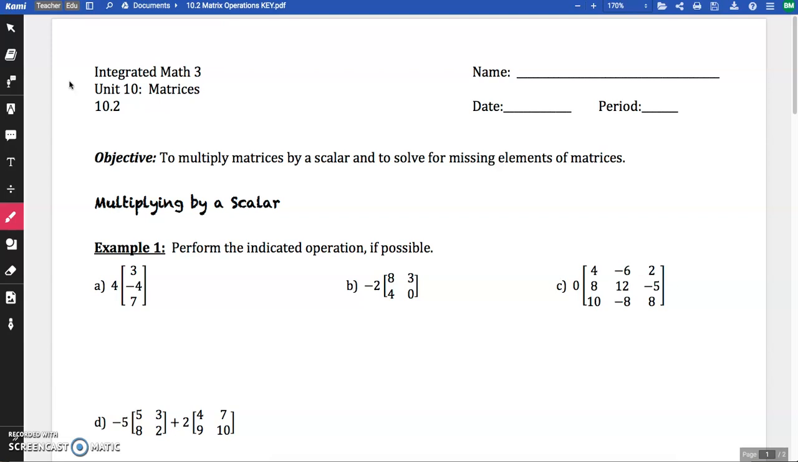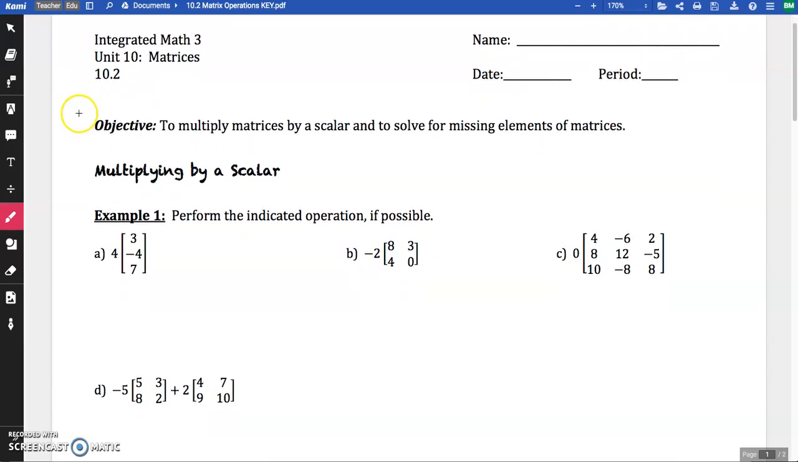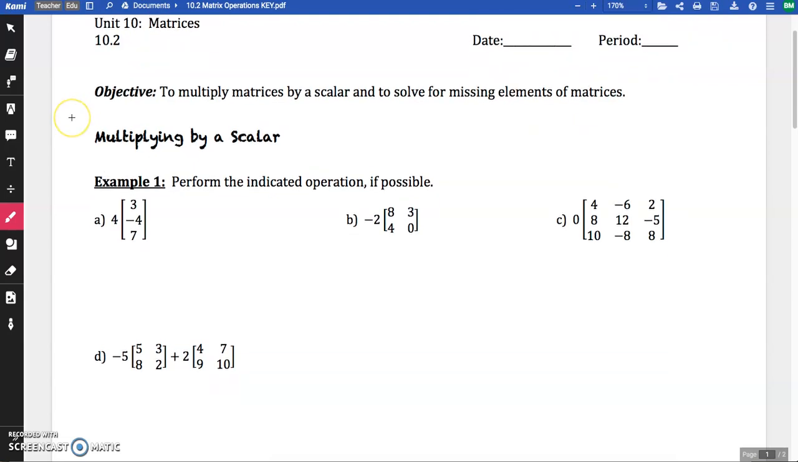So in the previous video, we looked at just simple adding and subtracting of matrices and that they needed to have the same dimensions, and then you would just add or subtract corresponding elements or entries. To start today, we're going to look at multiplying, but we're only going to be looking at multiplying by a scalar. Now, you might not remember that word. Scalar is just a way of saying a regular number.